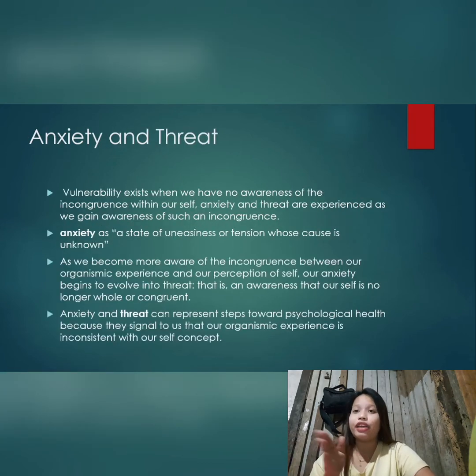So the next one is anxiety and threat. Vulnerability exists when we have no awareness of the incongruence within ourselves. Anxiety and threat are experienced as we gain awareness of such an incongruence. Anxiety is a state of uneasiness or tension whose cause is unknown. As we become more aware of the incongruence between our organismic experience and our perception of self, our anxiety begins to evolve into threat, that is, an awareness that our self is no longer whole or congruent. So anxiety and threat can represent steps toward psychological health because they signal to us that our organismic experience is inconsistent with our self-concept.